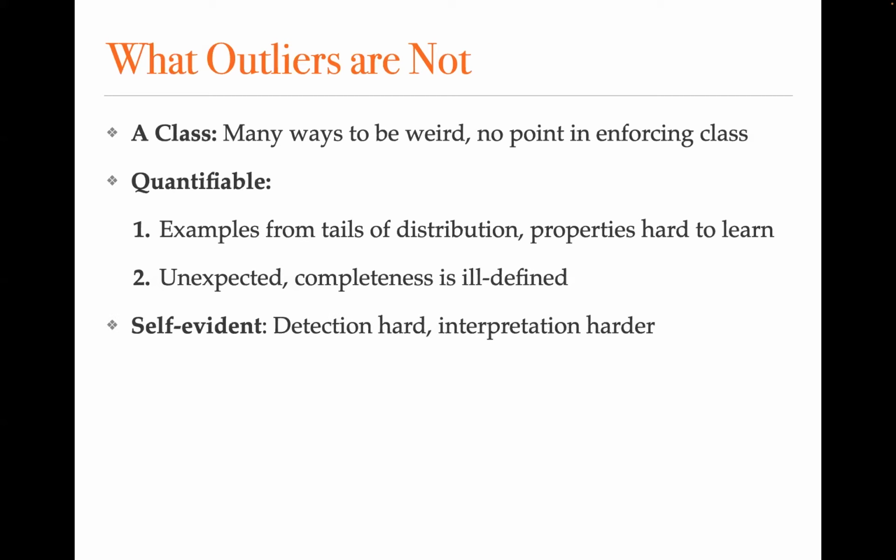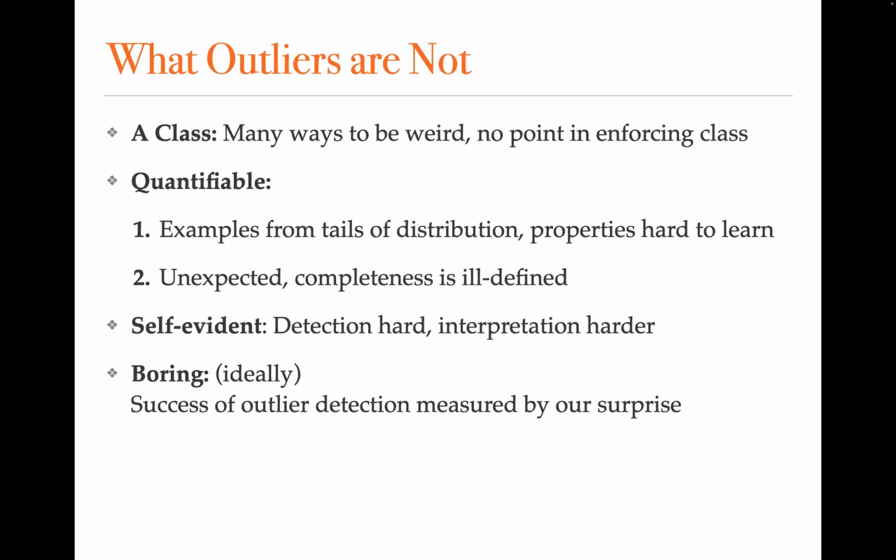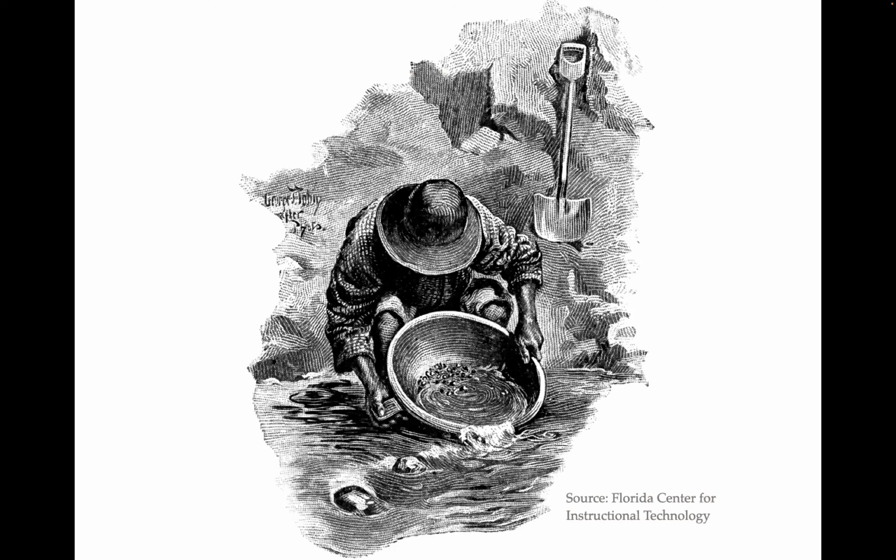They're not self-evident. The detection of outliers might be hard, which is what we're dealing with here, but the interpretation is even harder. This is why it took us like 3 weeks to go through the list, and we needed experts. And they're also ideally not boring, right? We do this because we want to be surprised. That means that in my view, the way that outlier detection should be seen is in aiding this effort.